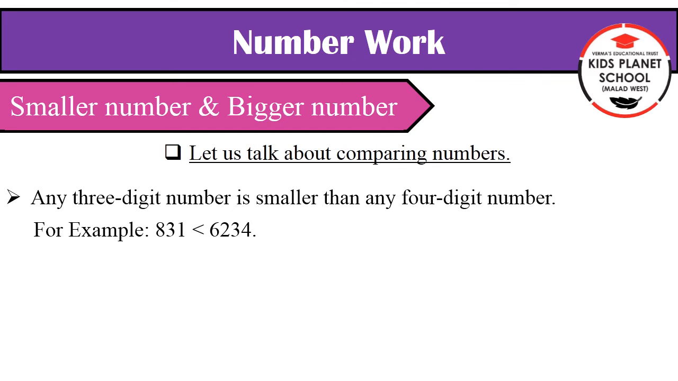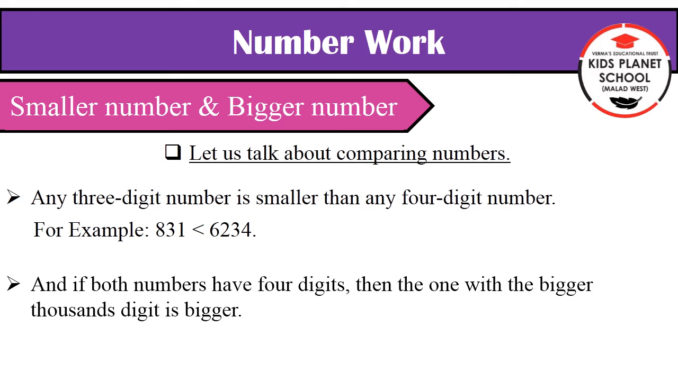For example, here 831 is a 3-digit number and 6234 is a 4-digit number. Therefore, the 3-digit number, that is 831, is smaller than the 4-digit number, that is 6234. And if both numbers have 4 digits, then the one with the bigger thousands digit is bigger.